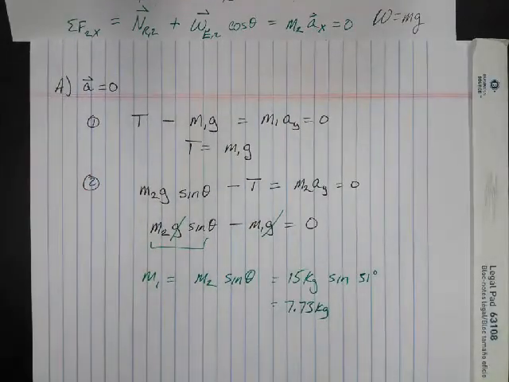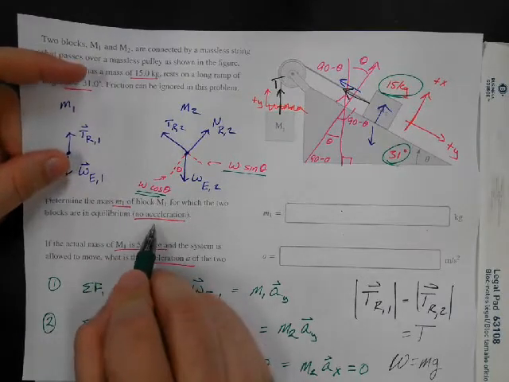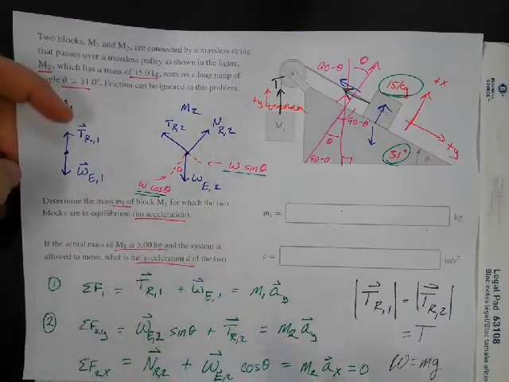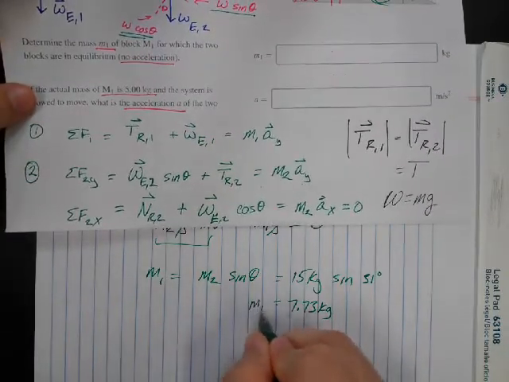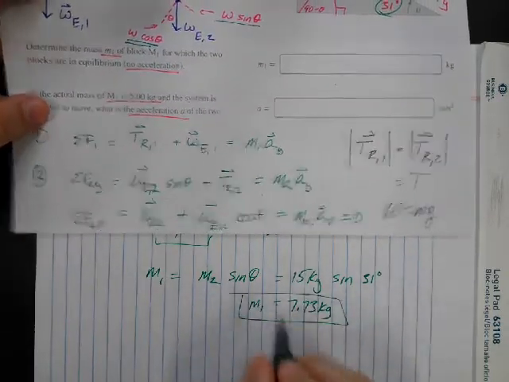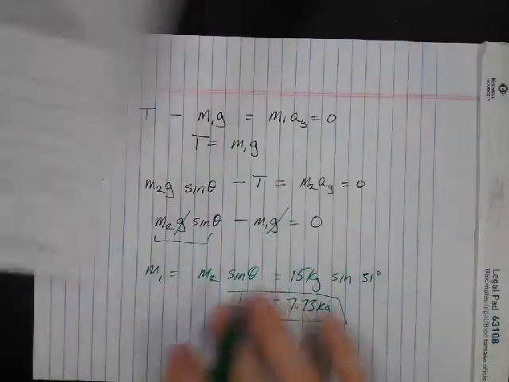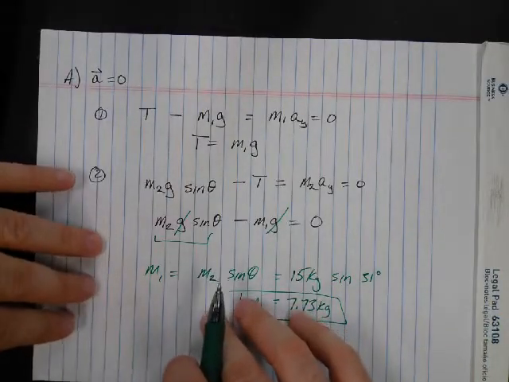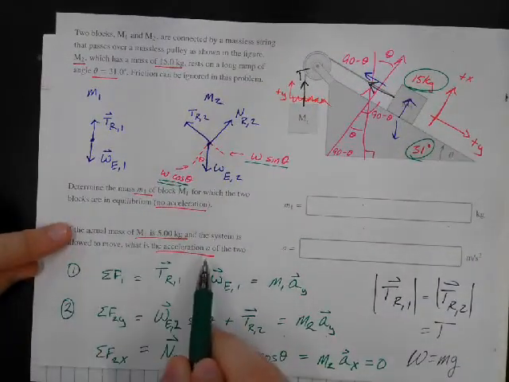Hooray, we solved one problem. So the actual mass in the blocks are not accelerating. That is the 7.73 kilograms. So now what we're going to do is take these equations and apply them again and ask: what is the acceleration when mass 1 is 5 kilograms?